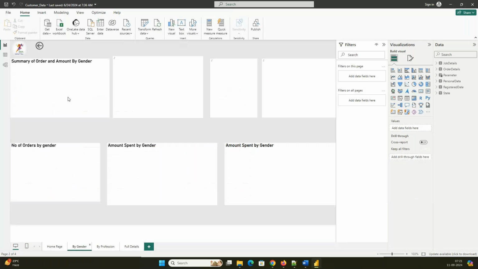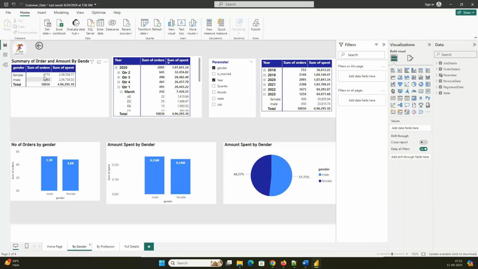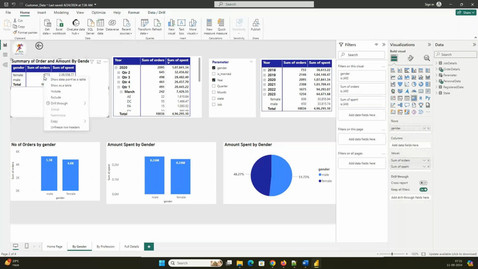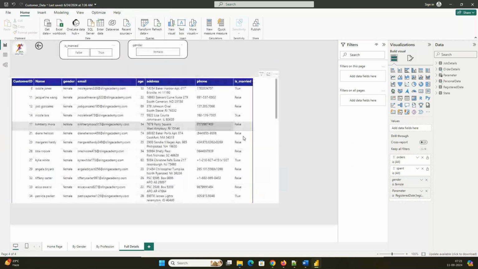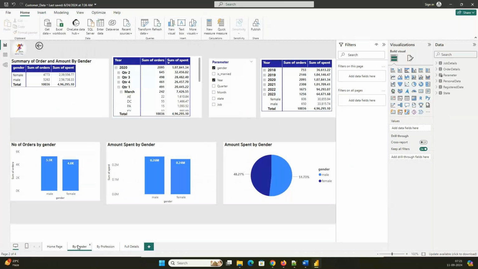Suppose I want to see only female population, how many orders they are placing. I want to see what has happened. Full detail I want to know. I can go to full details from here and I can come back to here. So how to build all this? This kind of reporting structure will be taught to you.